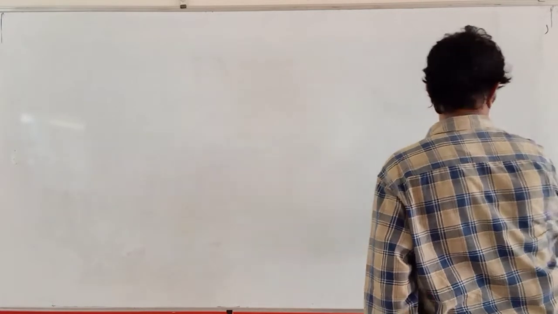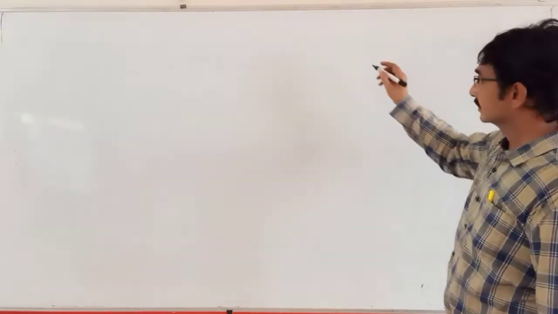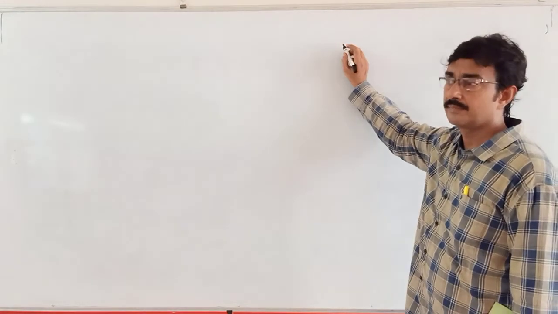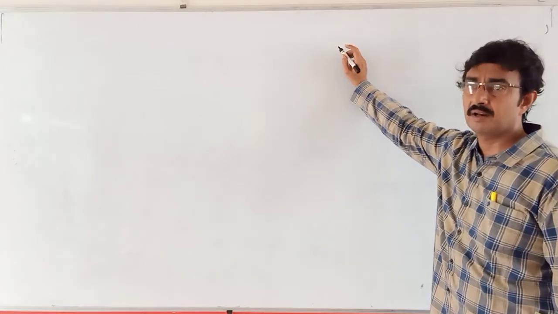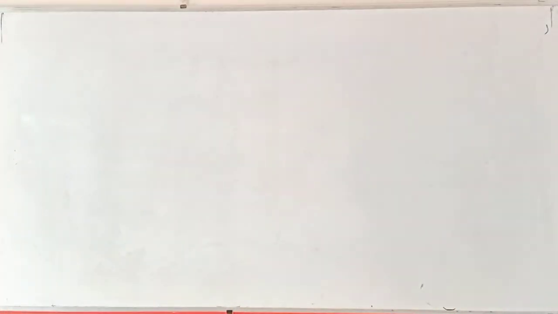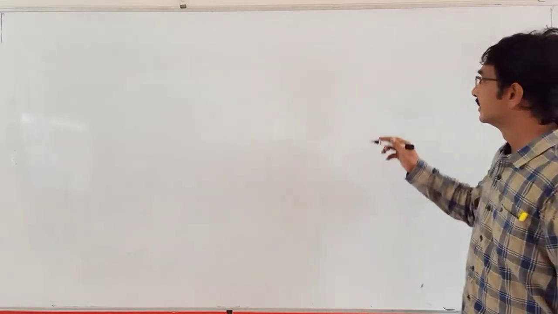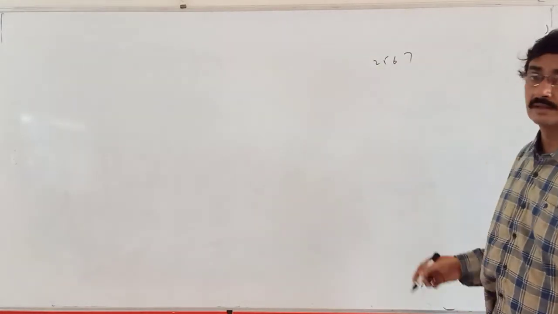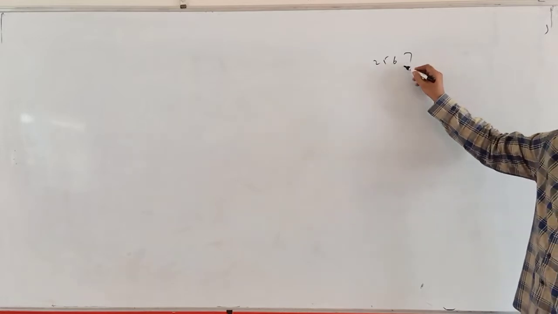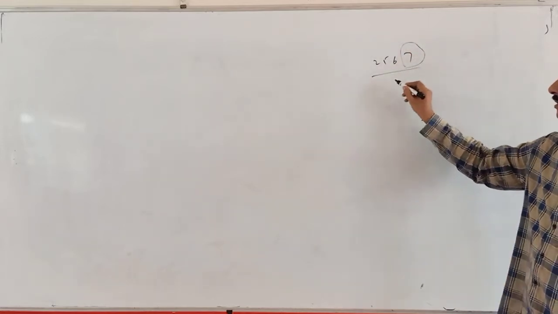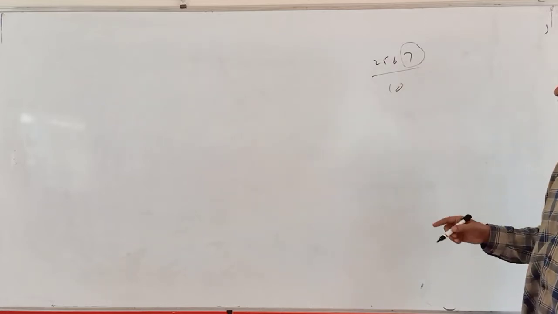See, important note. The last digit of any number is the remainder of that number when divided by 10. Both are equal. See, take any number, 2567. What is the last digit? 7. Divide this one by 10. Clearly, the remainder is 7. Okay.